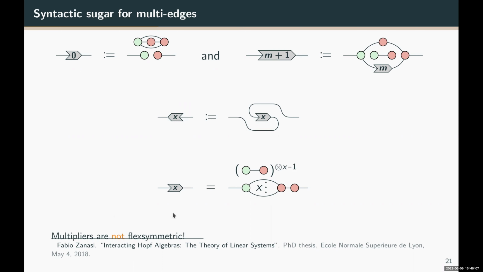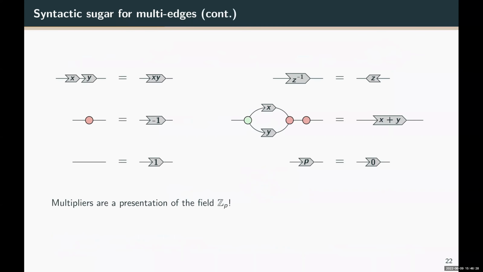Another thing to mention is that these multipliers correspond exactly to those which are defined by Fabio Zanasi in his thesis and in one of his articles on interacting Hopf algebras, if you're familiar with that, up to the normalization, since they don't consider normalizations, at least in Hilbert space, in the way we do.